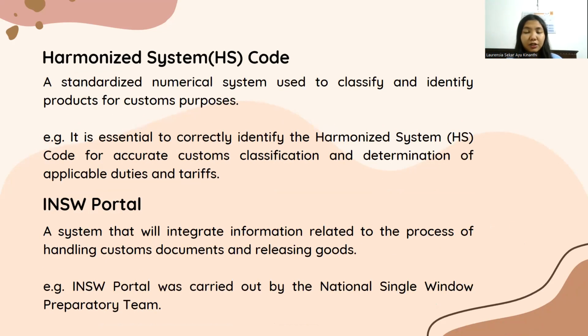The next is harmonized system. It's a standardized numerical system used to classify and identify products for customs purposes. The example is, it is essential to correctly identify the harmonized system codes for accurate customs classification and determination of applicable duties and tariff.